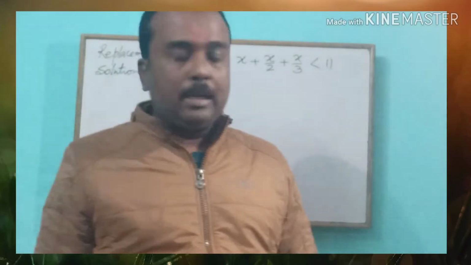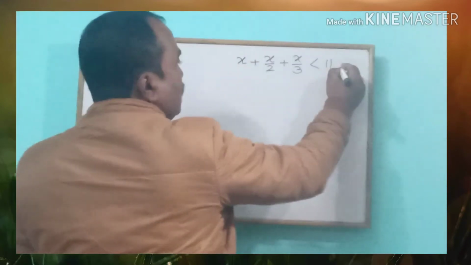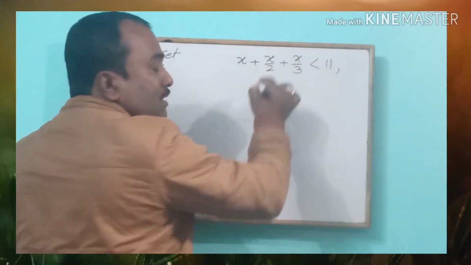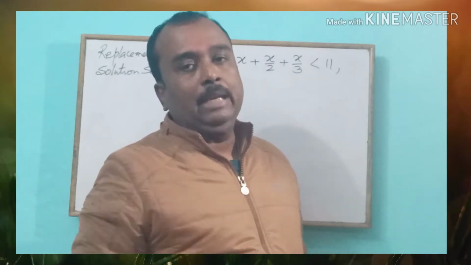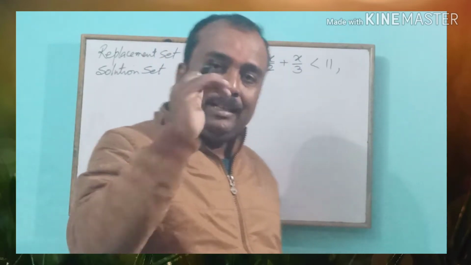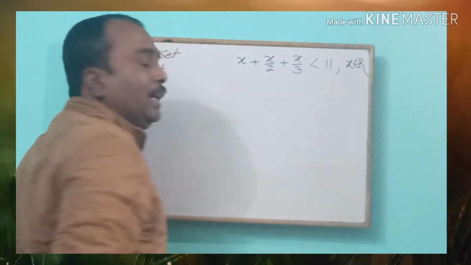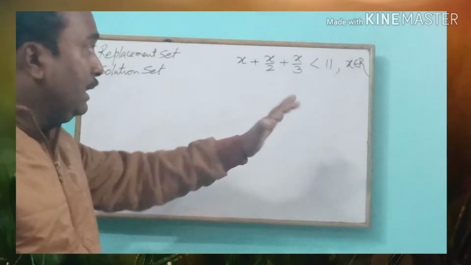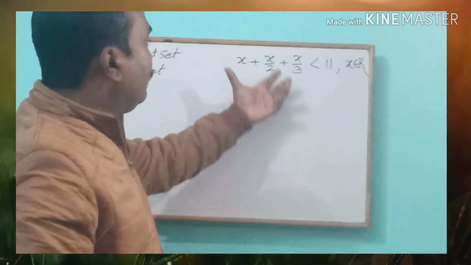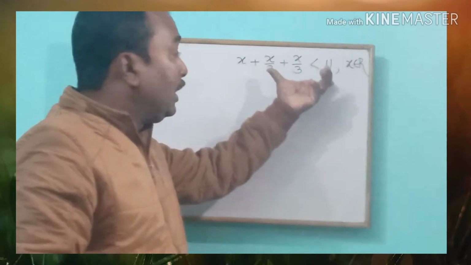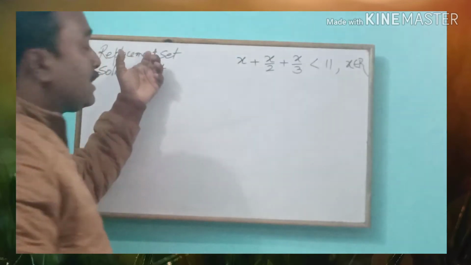So what is the replacement set? Now when this inequation is given, along with that it is always given what x is. x can be given as a natural number, or an integer, or a whole number, or a real number. So here suppose it is given x belongs to the set of real numbers, x belongs to R. Here R is a larger set from where I have to get the values of x for this particular inequation. Means x is a real number. So this larger set is known as the replacement set.